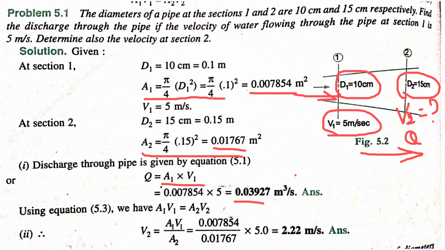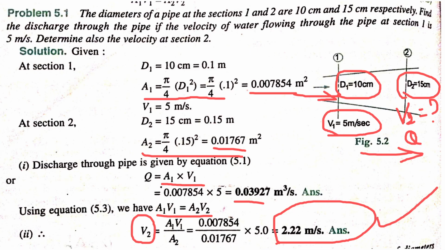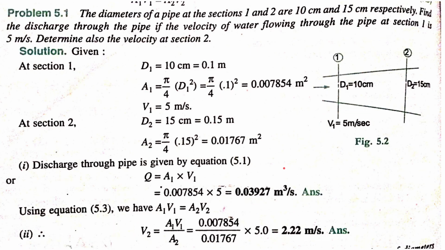0.03927. And if I use this discharge value, or A1 V1, in my continuity equation, everyone knows this is the continuity equation, and substitute the values here, I will get my exit velocity, which is nothing but 2.22. So in today's lecture, we try to find out what the exit velocity is if you solve this problem in ANSYS Fluid Flow Fluent.